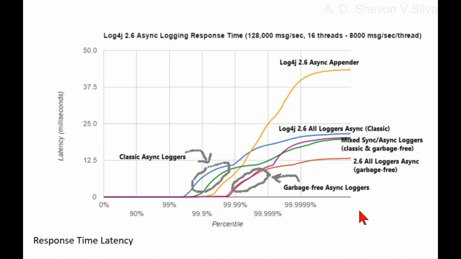From the recent release, we will try to do better and report response time latency across the full range of percentiles, including all outliers. Response time is how long it takes to log a message under a certain load. What is often reported as latency is actually service time. How long it took to perform the operation.